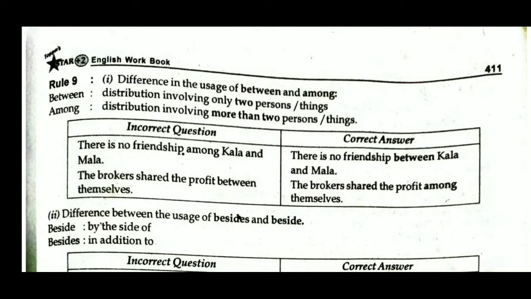Incorrect question: There is no friendship among Kala and Mala. Here we are talking about two friends, Kala and Mala, so we should not use among. The correct answer is: There is no friendship between Kala and Mala. Next, the brokers shared the profit between themselves. The brokers is plural, so it is not between themselves, it is among themselves. We are talking about more than two. The brokers shared the profit among themselves is the right answer.